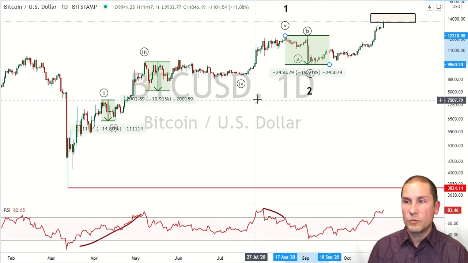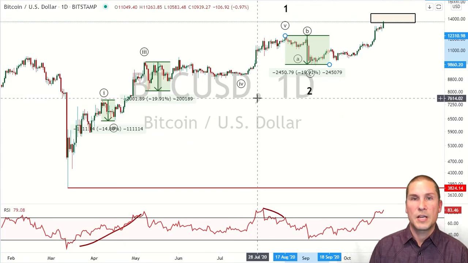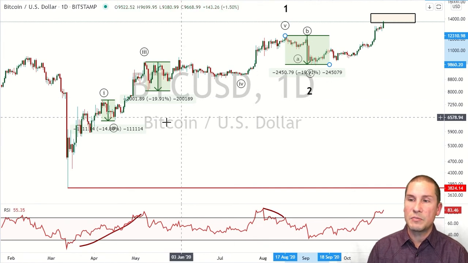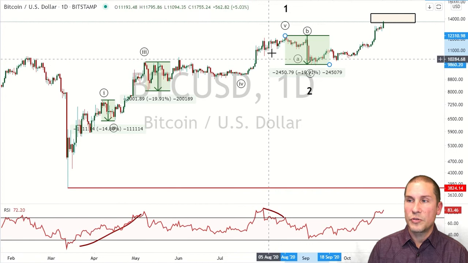So lastly, when we look at Elliott Wave and actually labeling out the waves, I've got labeled here an impulse wave, 1, 2, 3, 4, 5.